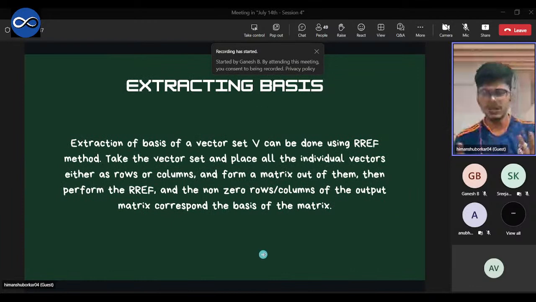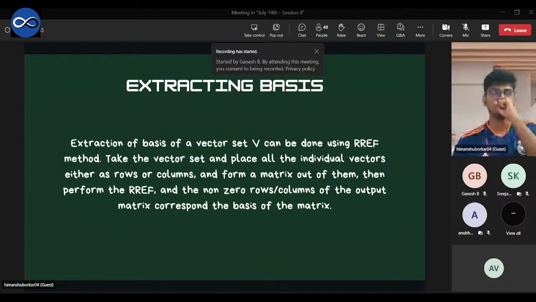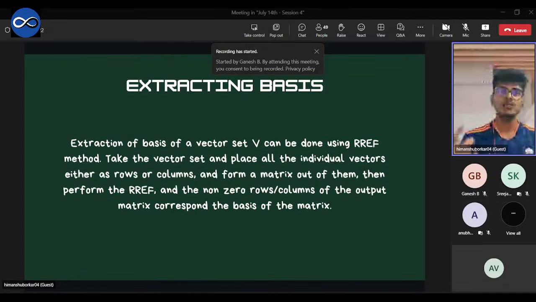I'd like to show you how we can extract a basis for any vector set, not just an orthonormal vector set. So, extraction of a basis: I've been given a vector set, but I want to get rid of the useless vectors and keep only what is needed, because I want to form linear combinations of those vectors for some reason. So how do I get this basis? We could use something that we learned in the last linear algebra session, the reduced row echelon form, RREF, and we could use that for getting the basis.